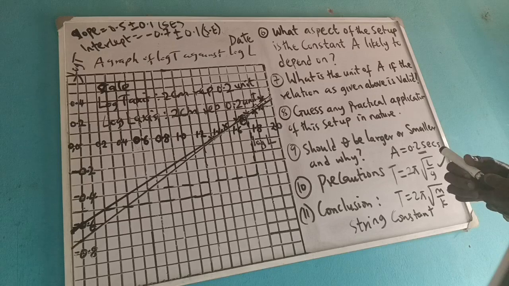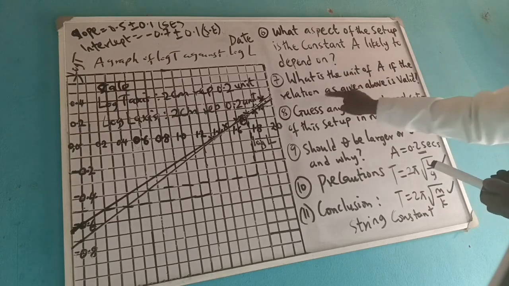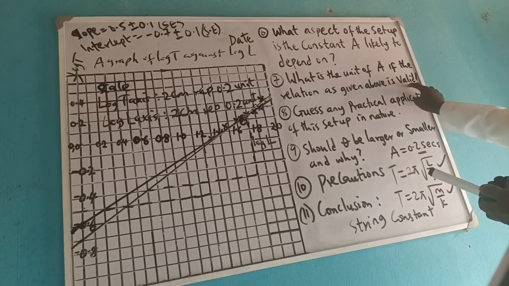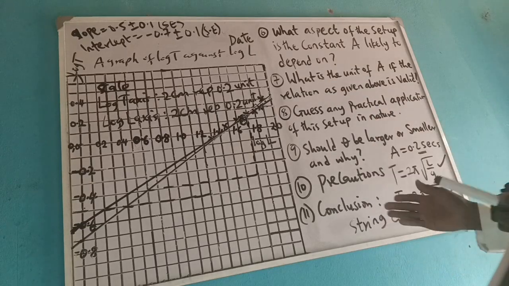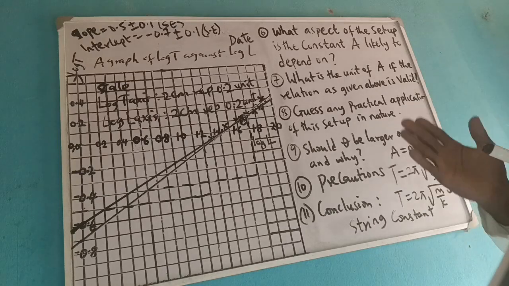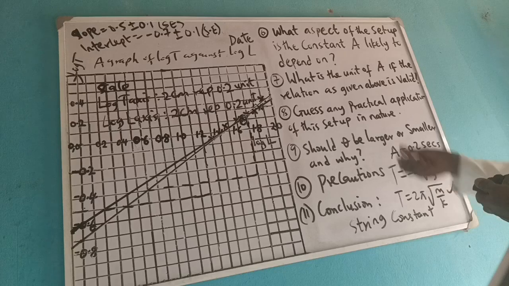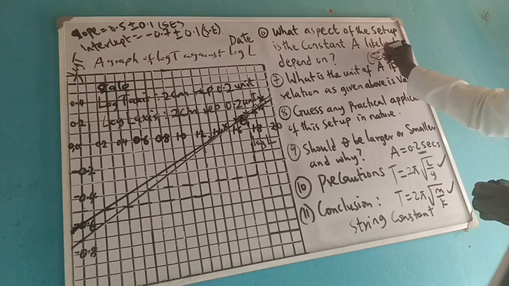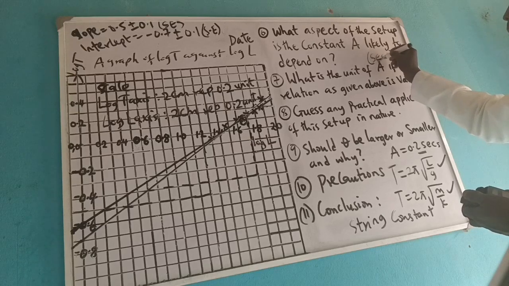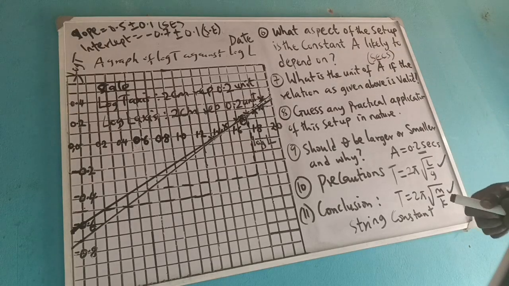Then another thing we need to talk about is what the unit of A is, if the relation as given above is valid. Indeed, it's valid because we can see it in the equation. It is a valid experiment, and so the unit of A is going to be in seconds, because it's talking about time, periodic time. It is in seconds. Also note that.